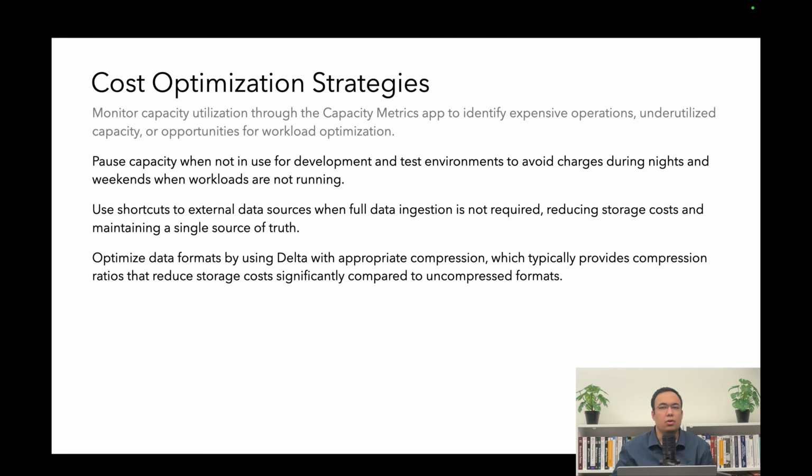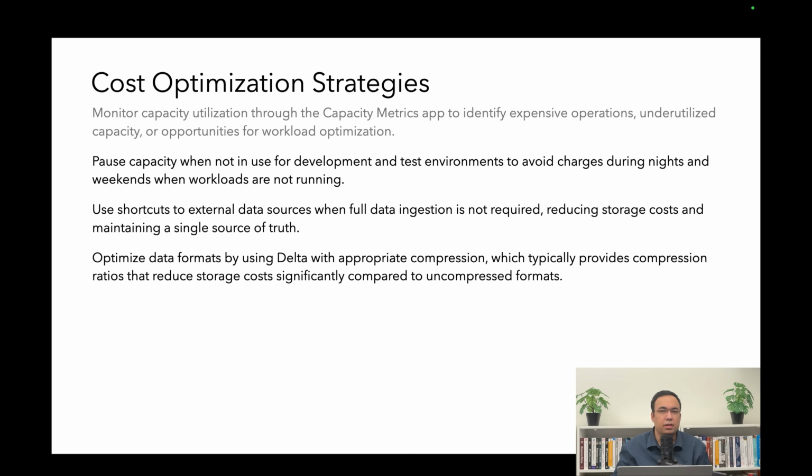Now let's talk about cost optimization, because while Fabric simplifies the billing, there are still strategies to optimize your spending. Monitor capacity utilization through the Capacity Metrics app. This app shows you which operations are consuming the most capacity, which workspaces are the most expensive, and where you might have opportunities for optimization. If you see a particular Spark job is consuming, let's say, 50% of your capacity, that is a very strong candidate for optimization.